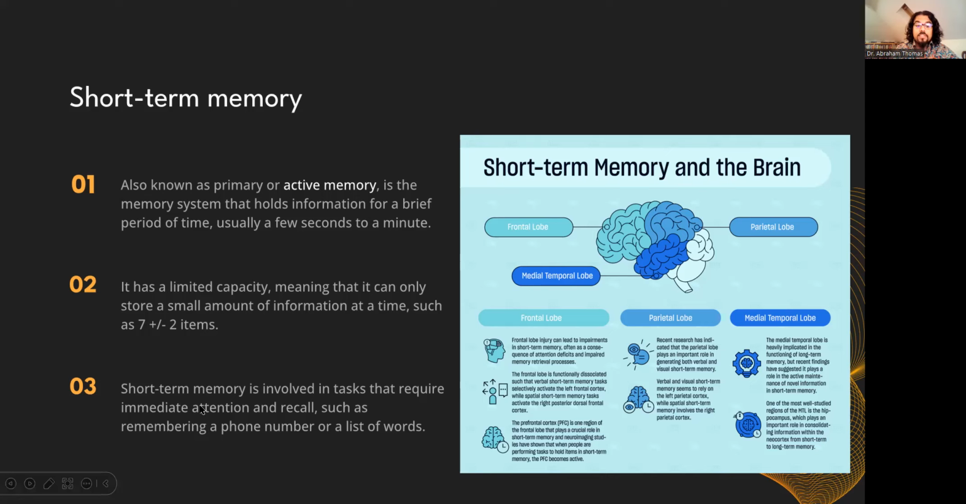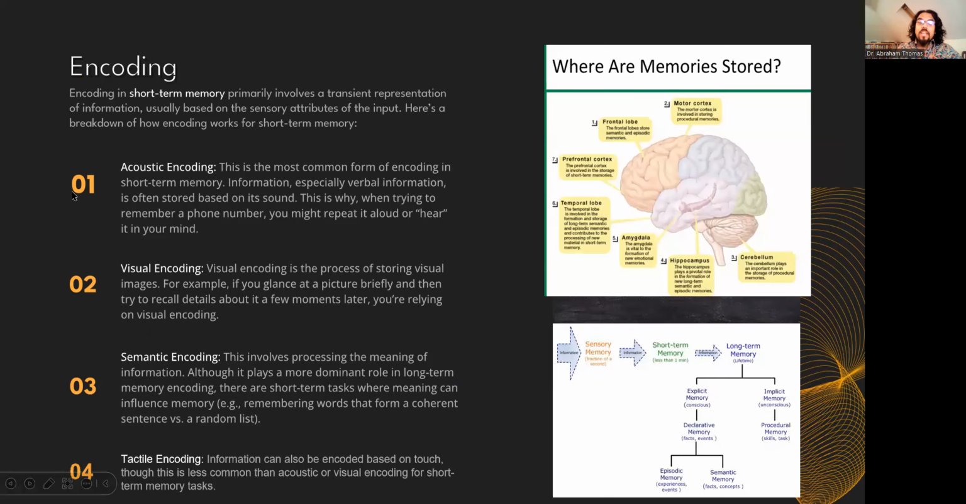Short-term memories involve tasks that require immediate attention recall, such as remembering a phone number or a list of words. I'm not going to go into great detail with the different parts of the anatomy of the brain and how that affects your short-term memory. It's all here on the screen for you guys to take your time and look at. Next, we have encoding. And encoding in short-term memory involves a transient representation of information, usually based on the sensory attributes of the input. And this is how encoding works for short-term memory.